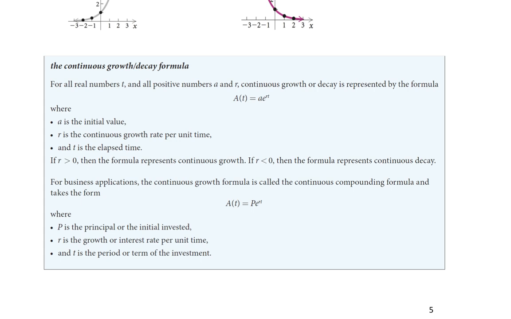What does that mean for us? Well, this is how we do continuous growth or decay. A is the initial value. If R is positive, it's going to grow. If R is negative, it's going to decrease. So this takes on a lot of applications in business. It also has applications in bacterial growth and decay, because bacteria are always growing or always decaying.